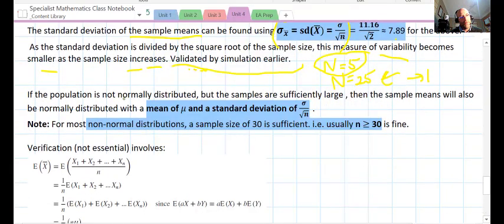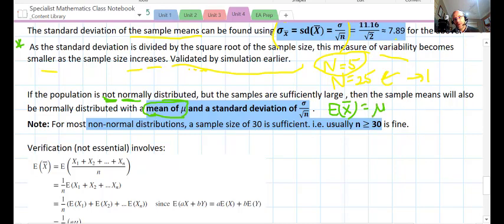Anyway, if the population is not normally distributed but the samples are sufficiently large, something really cool happens. So what if it's not a normal distribution? We looked at normal distribution there, but what if it's not? If the samples are sufficiently large, then the sample means will also be normally distributed with a mean of mu, just like above. So the mean of the sample means, which remember is written like that, equals mu.